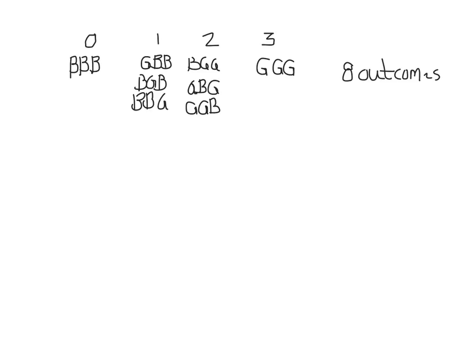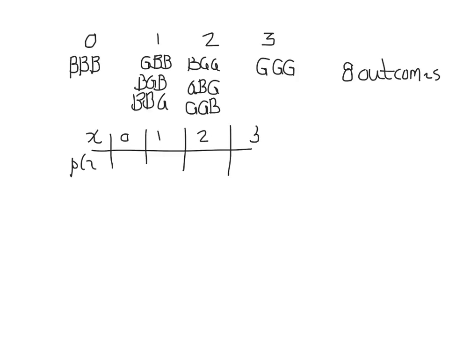So if we want to construct a PDF, a probability distribution table for X, the number of girls, then we would want to identify first all the different values of X, 0, 1, 2, and 3, and then second, all of their respective probabilities. Well, 1 of the 8 has 0 girls, 3 of the 8 have 1 girl, also 3 of the 8 have 2 girls, and then 1 of the 8 has 3 girls. So there's your probability distribution function.